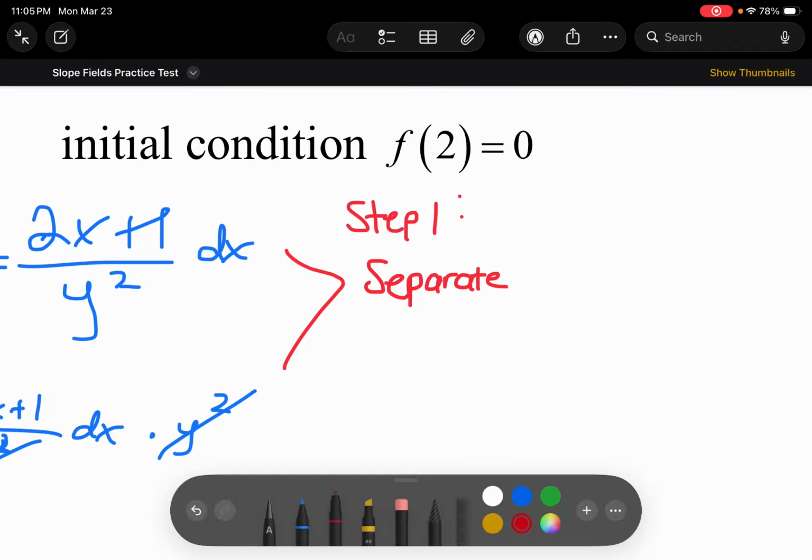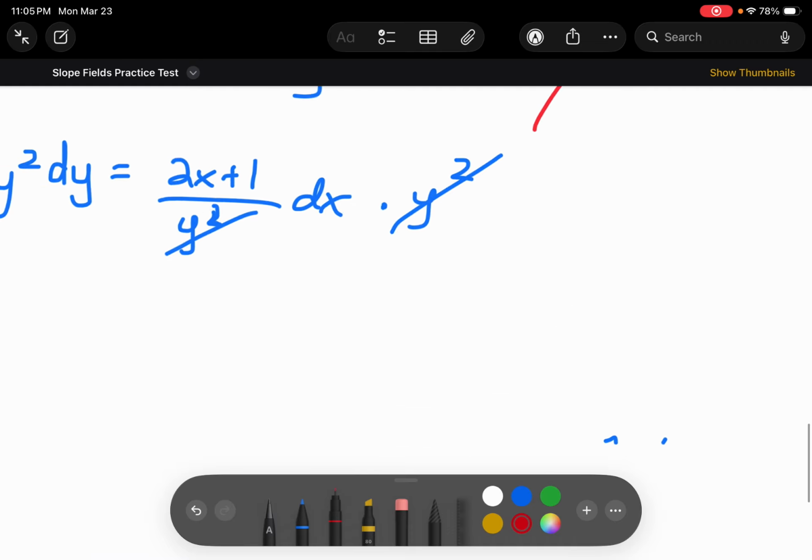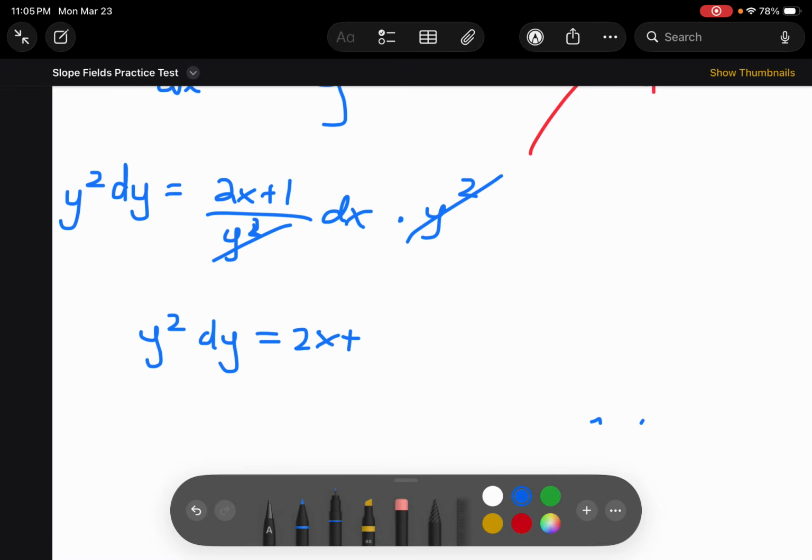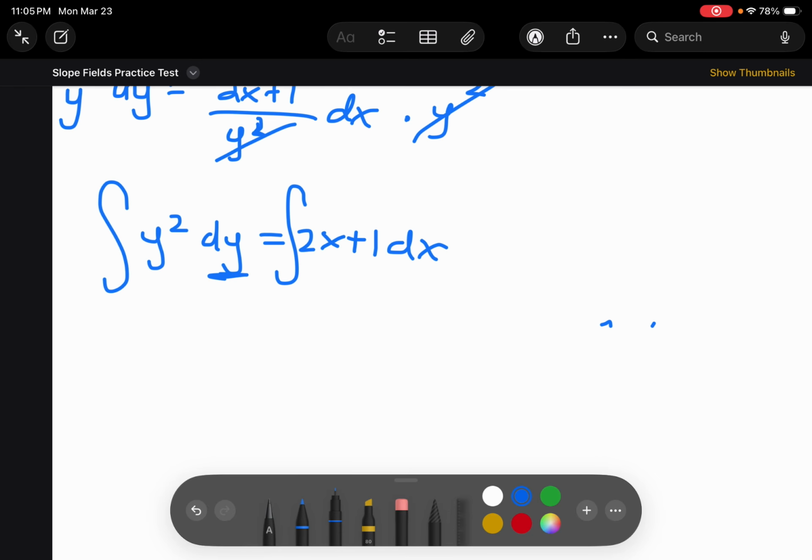Separate. Okay, so now we're going to have y squared dy equals 2x plus 1 dx. Do not forget to put your dy's and dx's. These are very handy for future problems, so do not leave these out. These are very important. So now the second step is to integrate.